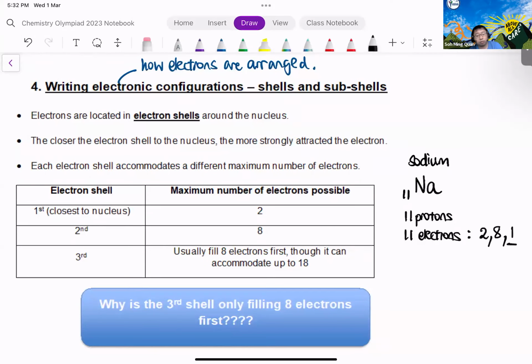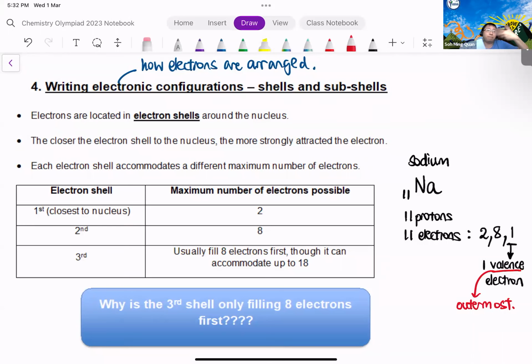And we realize that this means sodium has one valence electron. What does valence mean? Valence, simply put, is outermost. In the outermost shell of sodium, it will have one electron. So we say sodium has one valence electron. This is an important property.